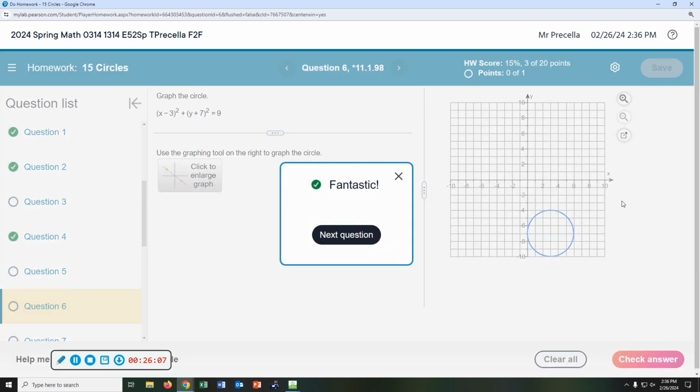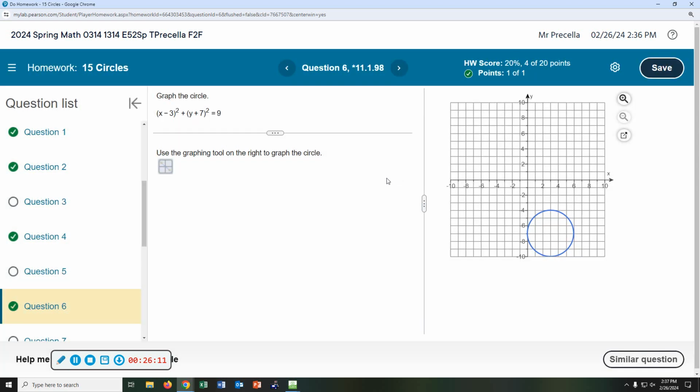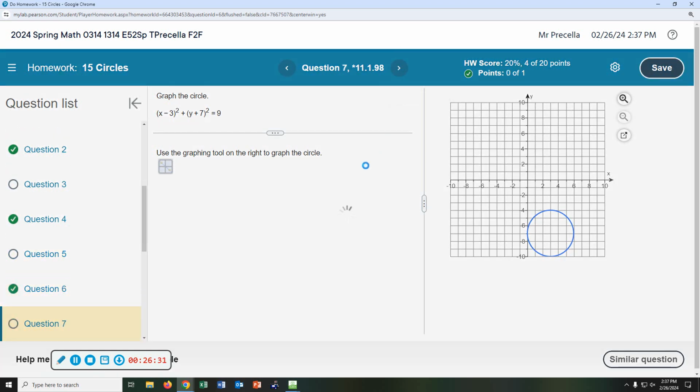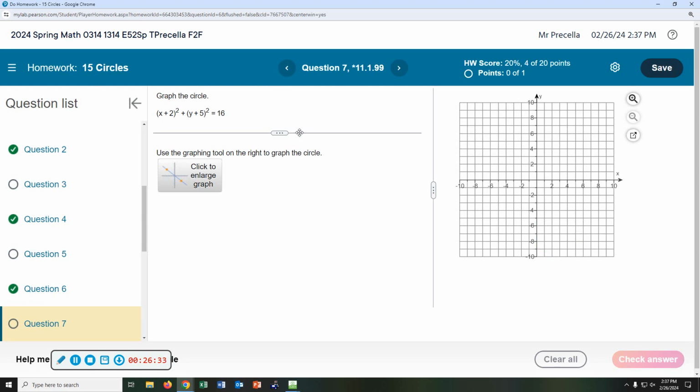And check. Any questions there? So change sign, take the square root, and that's going to be important. So let's do another one. Number 7. Let me write the problem down.